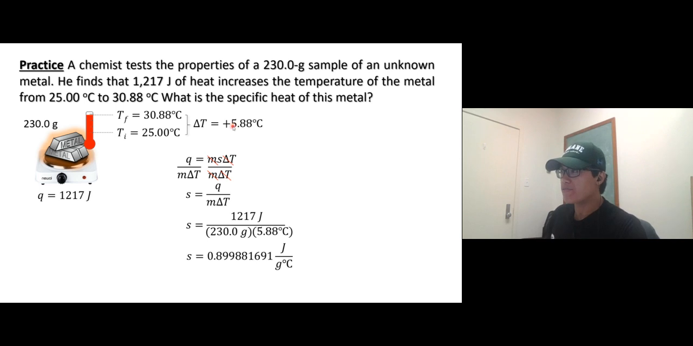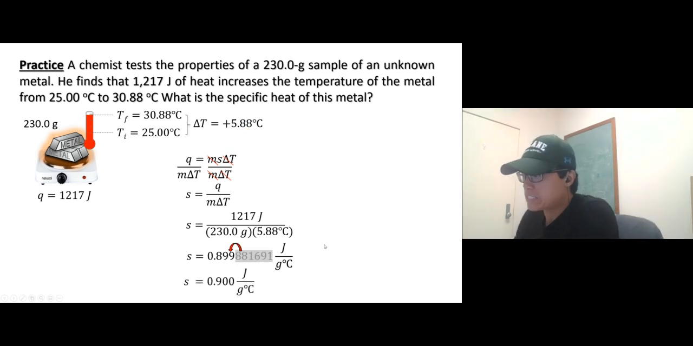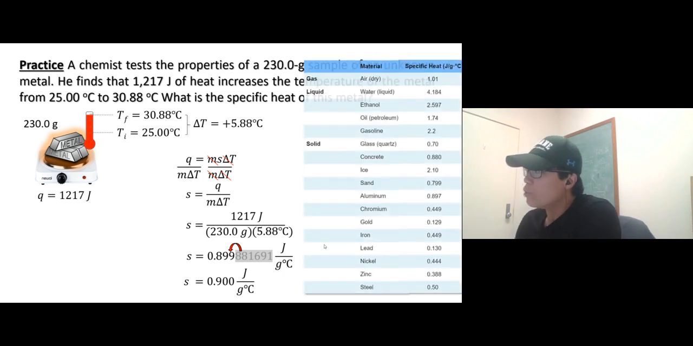Okay, 3 sig figs here, 5.88, not 4. So watch out then. You get 5.88 as 3 sig figs right here. So we do 3 sig figs. Write it up: 0.900 joule per gram per Celsius. What metal is this? What metal? Did I say aluminum? Jesus Christ. What metal is it?